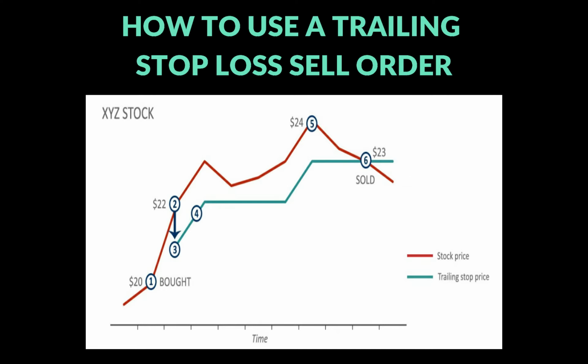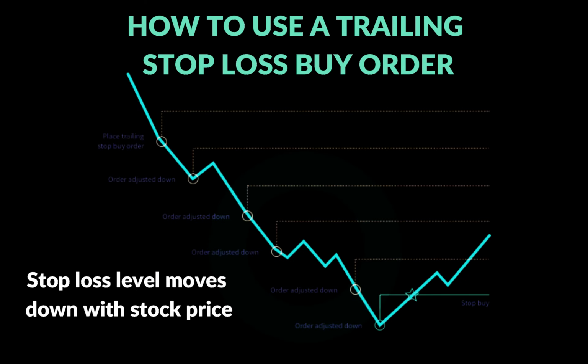Now, you can also use trailing stop orders to buy a stock. So as the stock price is falling, your trailing stop loss is coming down with the stock price. And then when it goes back above that, it's going to execute a buy order. So what I want to do now is just jump over to TradingView and I'll show you a couple examples.